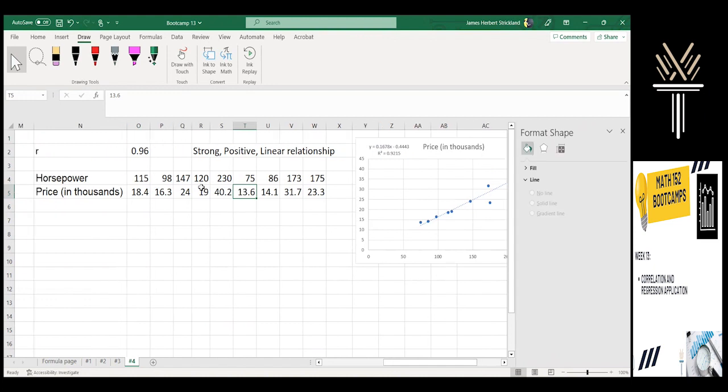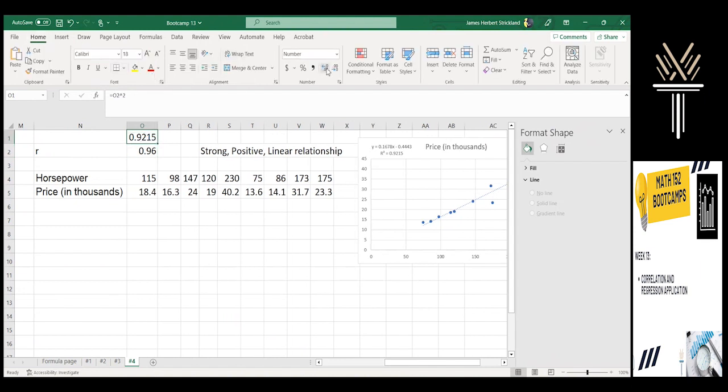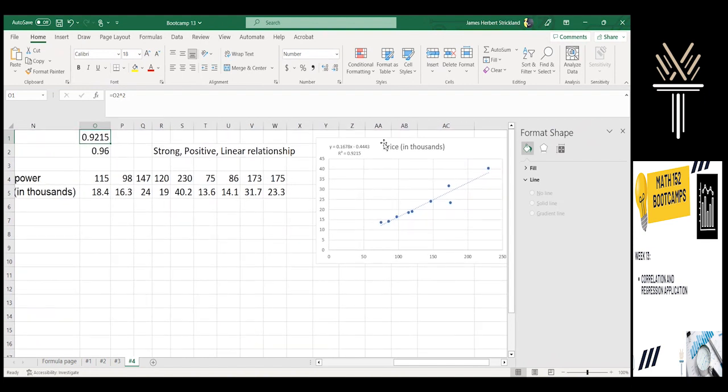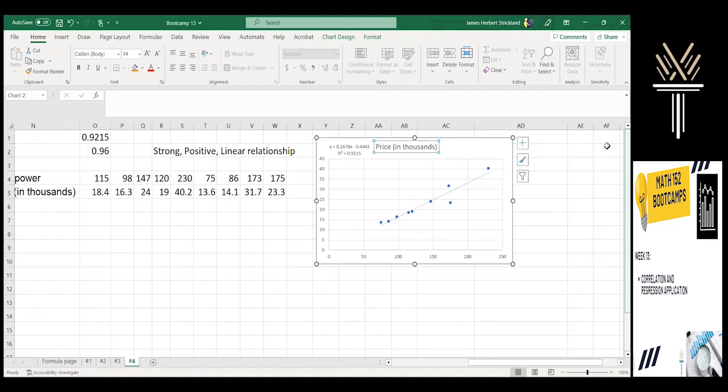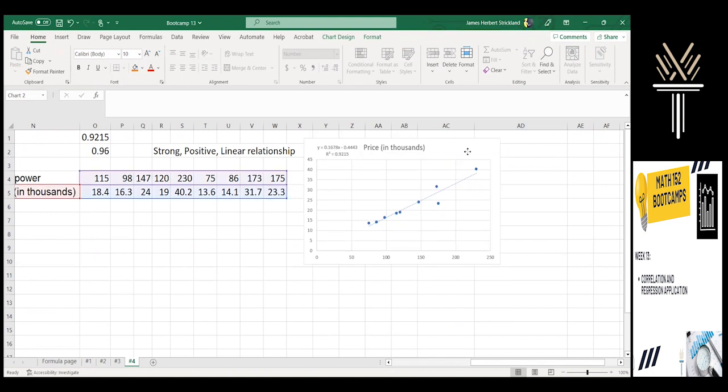And you can always check it. If you simply square your r, you should have r squared, and that number should be the same one on the graph. And there it is. It's literally the correlation squared, nothing special. But notice what it says, 92.15. So 92% of that change in the dots is well explained by that line. Obviously not 100% because the dots aren't on it perfectly, but darn close. So a lot of the data is being explained with that line.